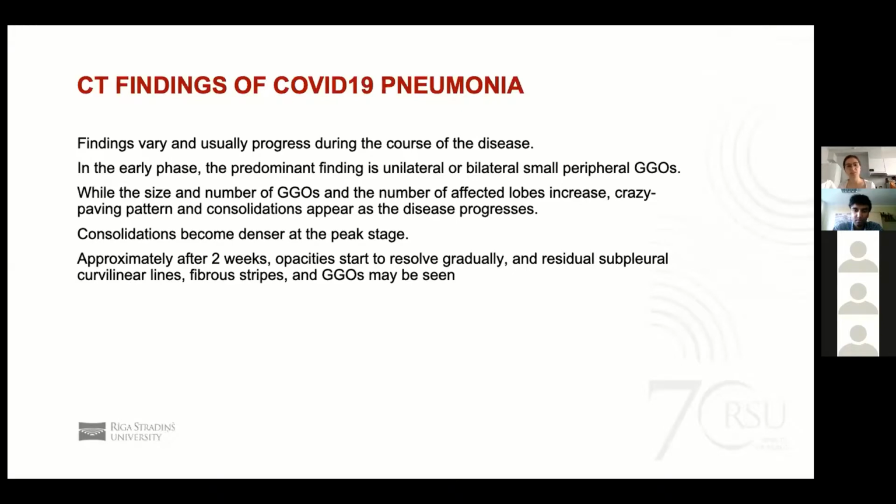And after 2 weeks, usually the opacities start to resolve gradually, meaning that this consolidation with the granuloma starts to decrease and becomes more normal in morphology. And also there are residual, like leftover, little areas of subpleural curvilinear lines along the lung parenchyma, and these fibrous stripes, and ground glass opacities can also be seen. So yeah, it really depends from patient to patient.